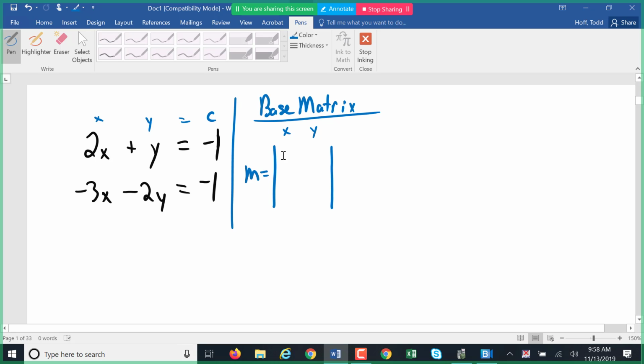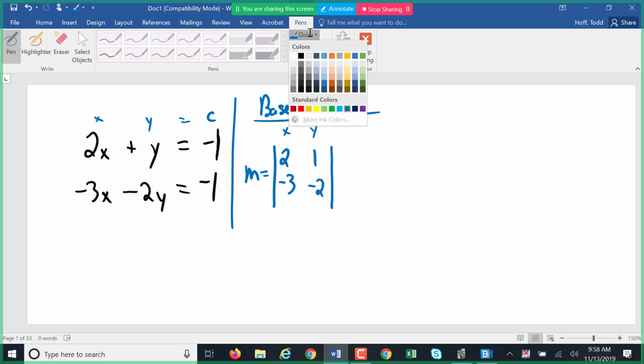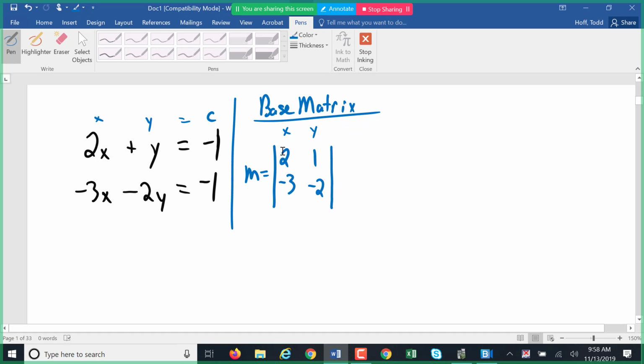So the x coefficients are 2 and negative 3. The y coefficients are 1 and negative 2. To do that determinant, we've got 2 times negative 2 is negative 4, minus negative 3 times 1 is a negative 3. Negative 4 minus a negative 3 is a negative 1. That's the determinant of our base matrix. Any questions on that?